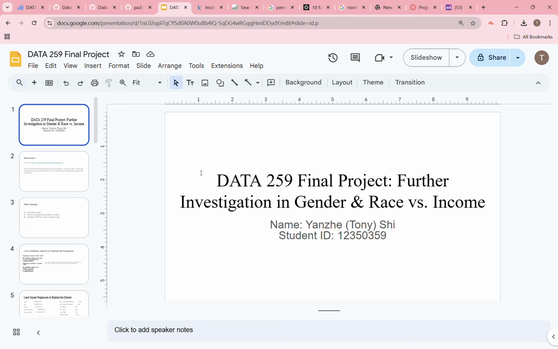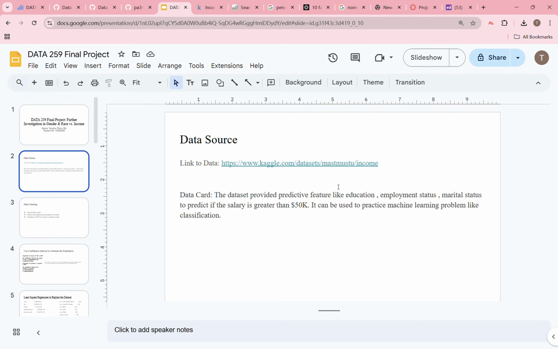Hello everyone. This is my final project report presentation for the Data 259 final project. I did a further investigation on gender and race versus income, how gender and race would influence income. And here is the data source. It's from Kaggle, and here's the link.